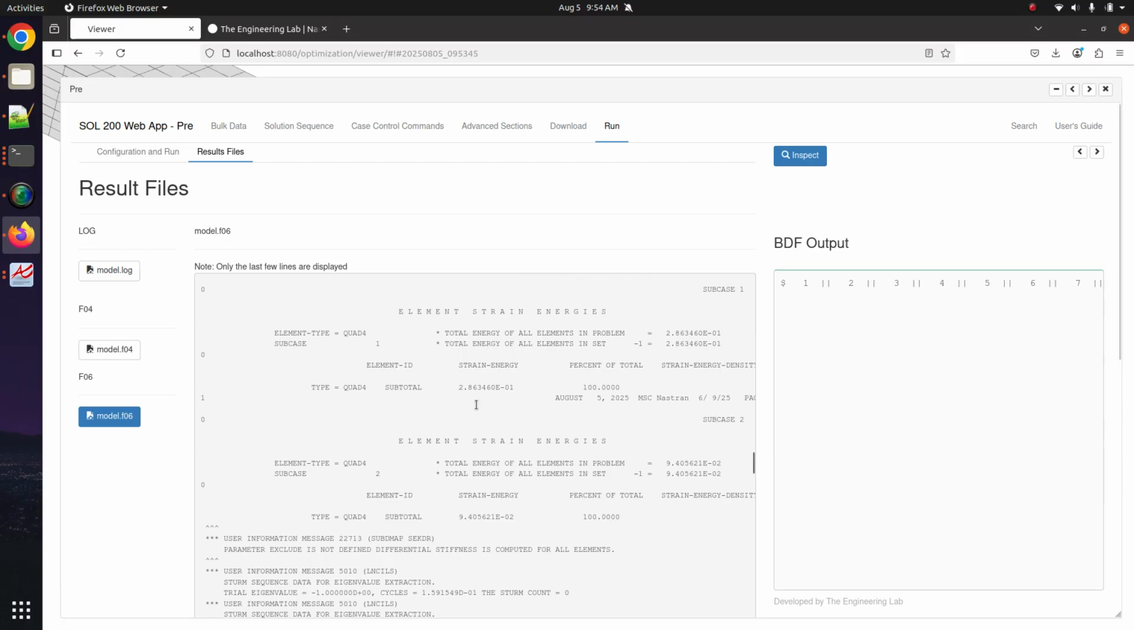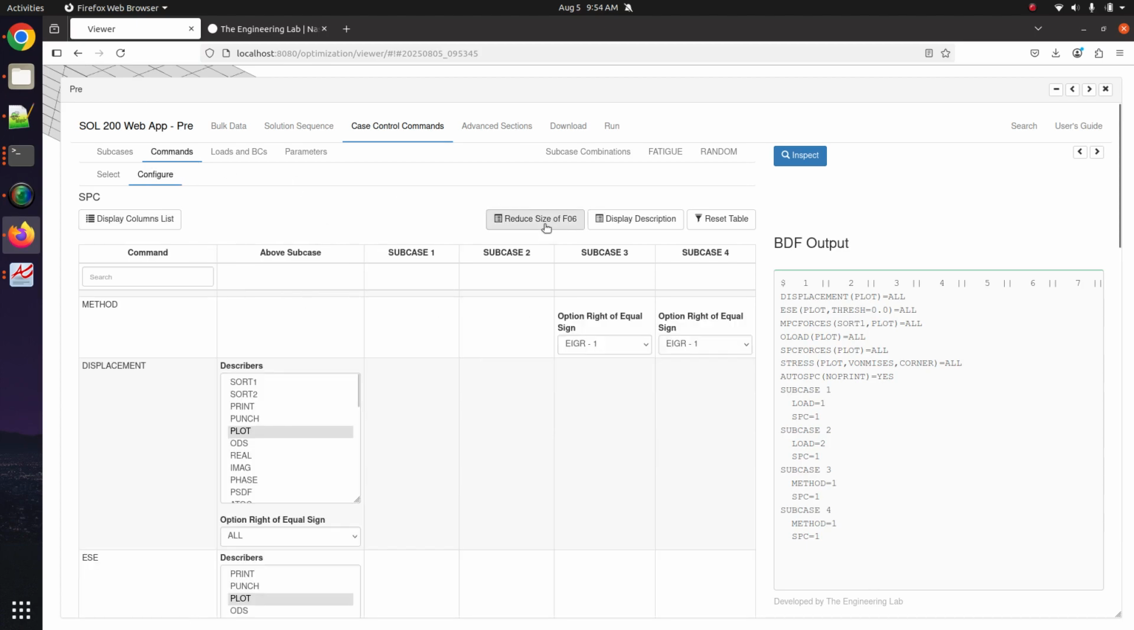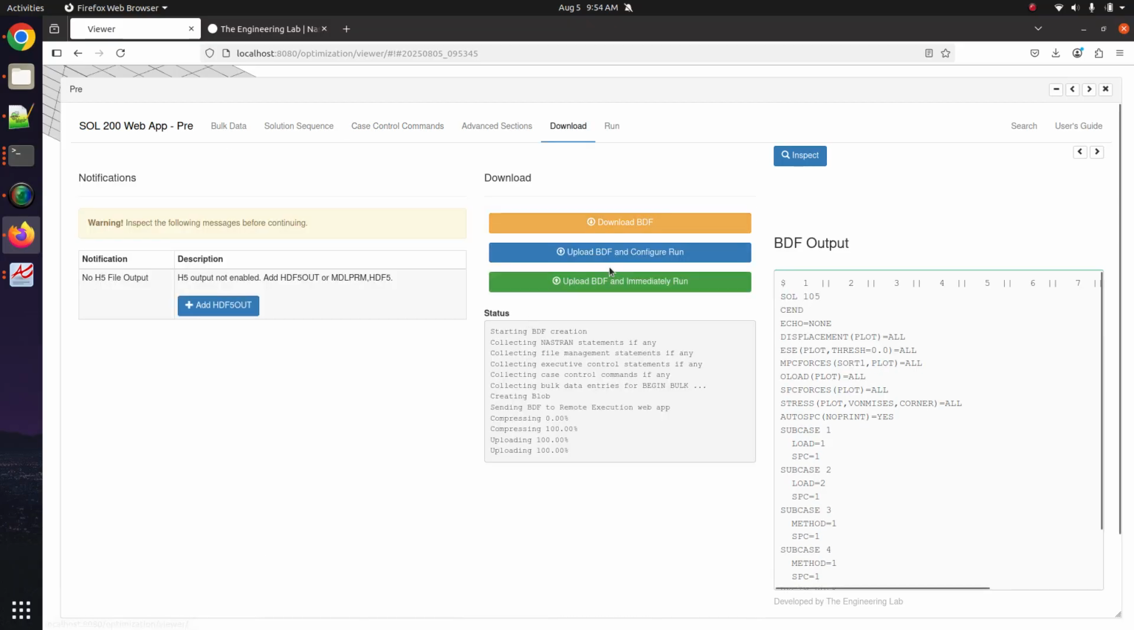So I typically don't like to output all this data. So let's go ahead and do this. Let's go to case control. Let's go to configure. Let's go ahead and reduce size of F06. If you've seen my other video, it'll make more sense as to what this bind does. So I recommend watching the other video. I think it's called How to Reduce the File Size of F06 Files. That talks about what this bind does.